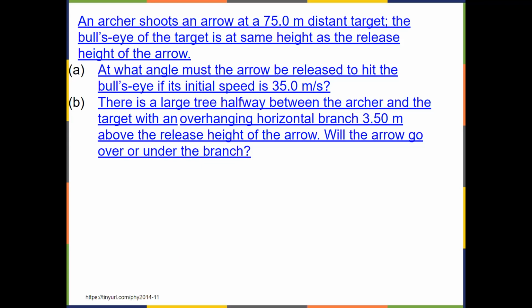Now this time we are going to check B. It's asking, if there's a large tree halfway between the archer and the target with an overhanging horizontal branch 3.5 meters above the release height of the arrow, will the arrow go over or under the branch? Okay, so let's take a look at this.